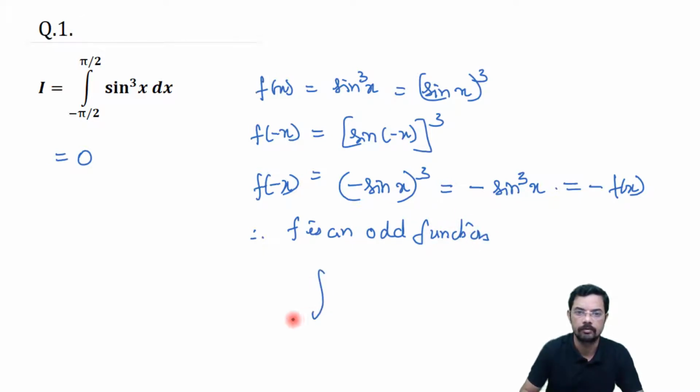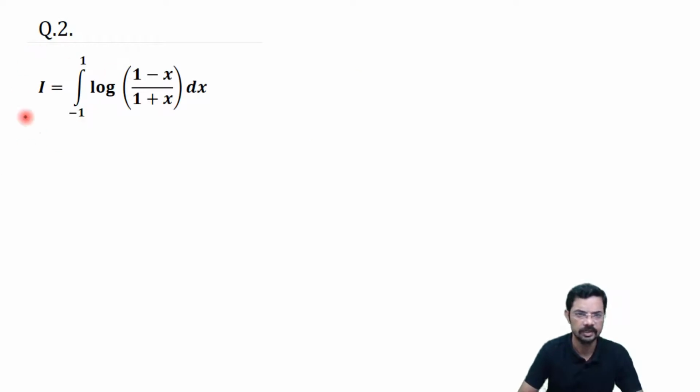Therefore, the integral from minus a to a of f of x dx will be equal to 0. F is an odd function, therefore this value is 0. That's it. Next question. Let us look at this question.